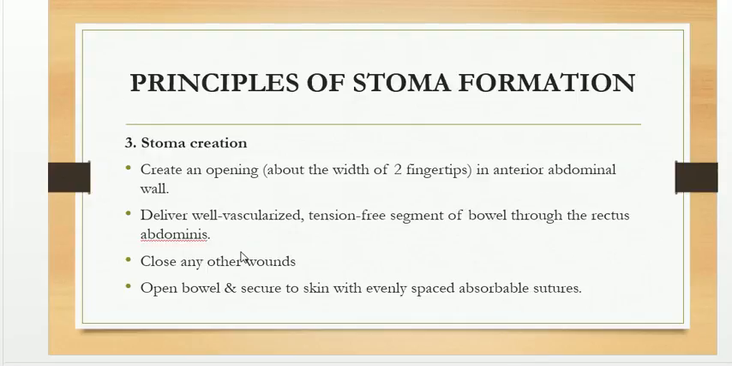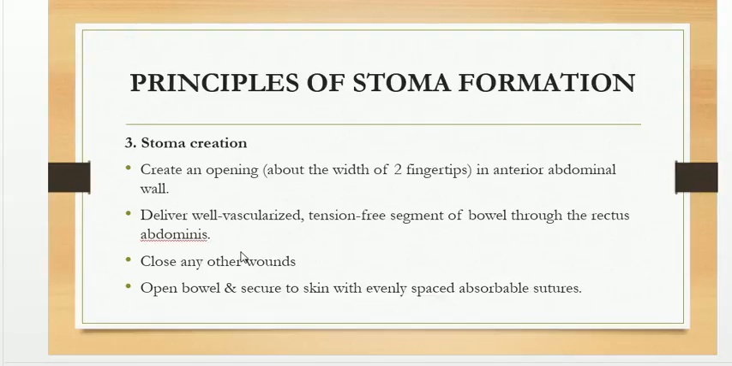Stoma creation. Another important aspect of the principles of stoma formation is how to create the stoma. Create an opening about the width of a 2-finger breadth. This is a rough estimate: when we make an opening in the anterior abdominal wall, the part of gut passing through that hole should have a minimum of about 2-finger breadth.